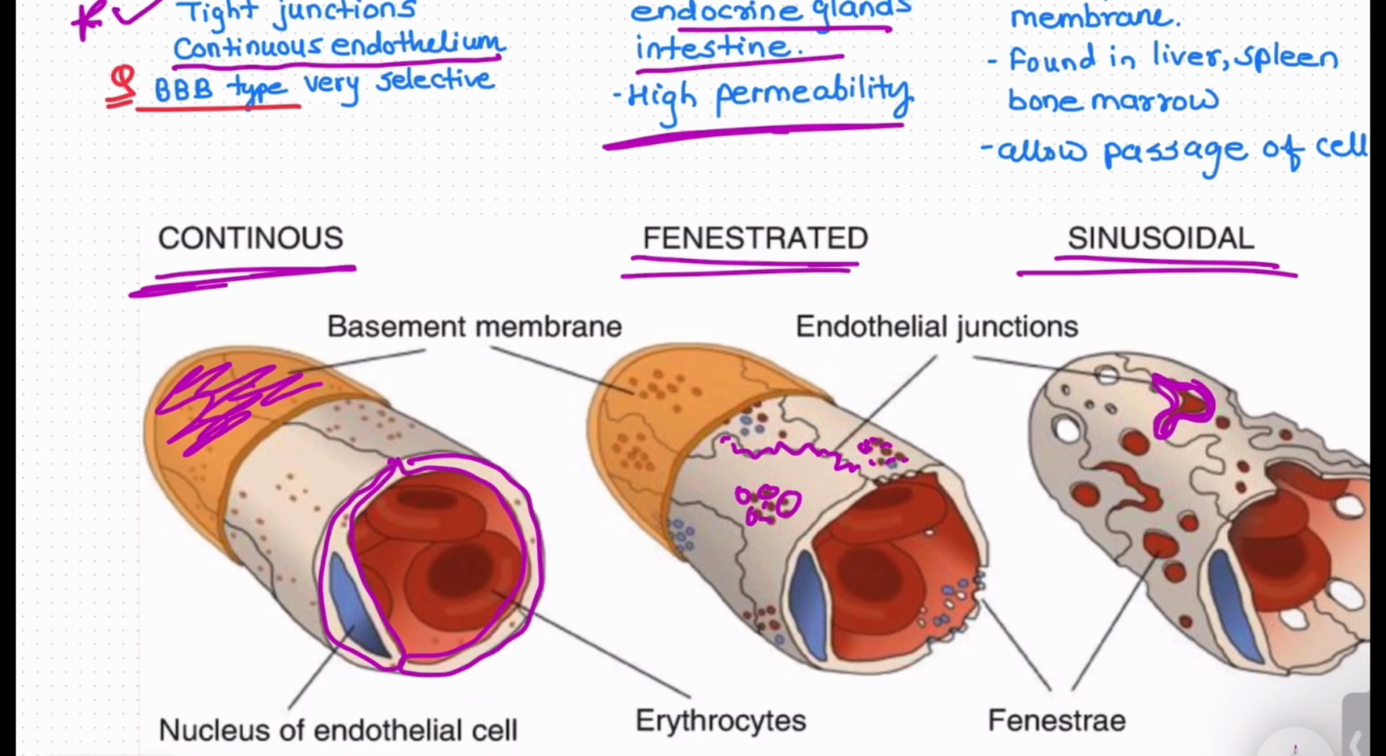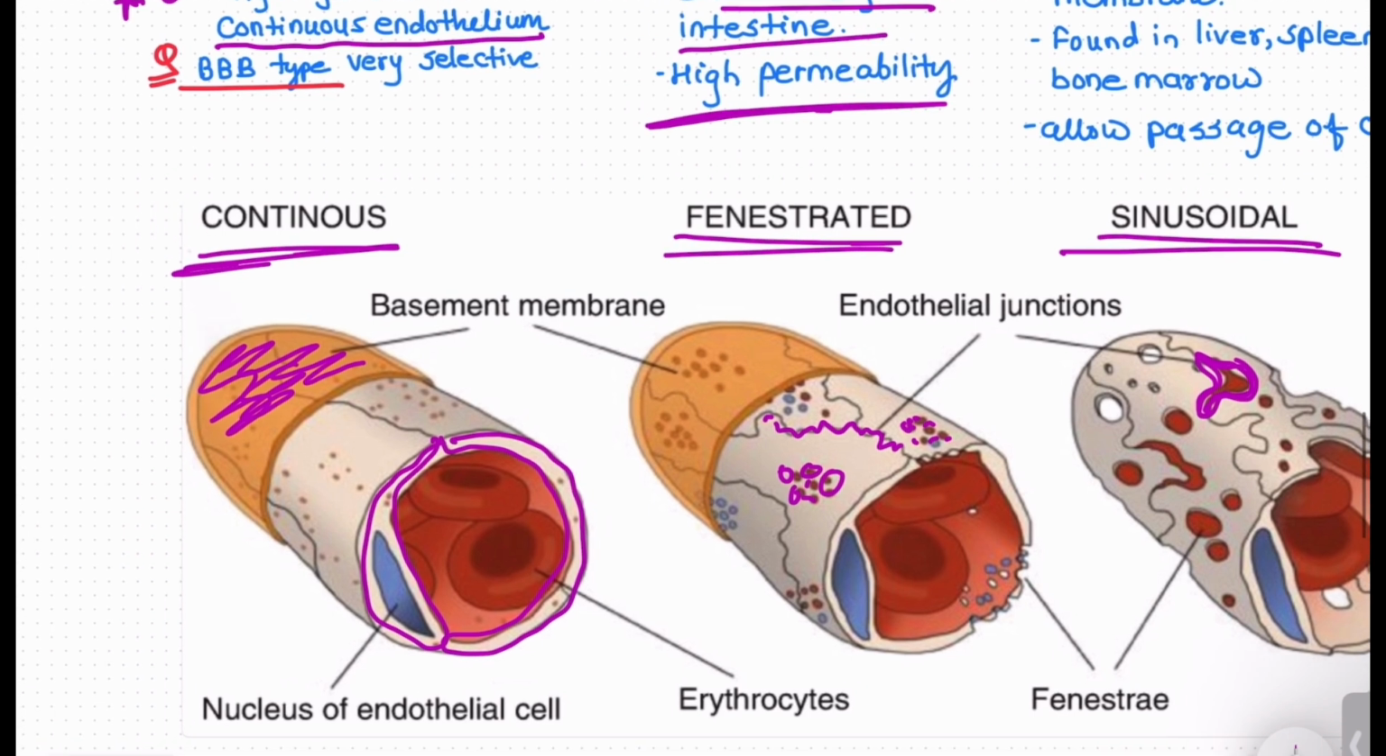But in continuous types of capillaries, there are no pores. There are tight junctions. They are only selectively permeable.